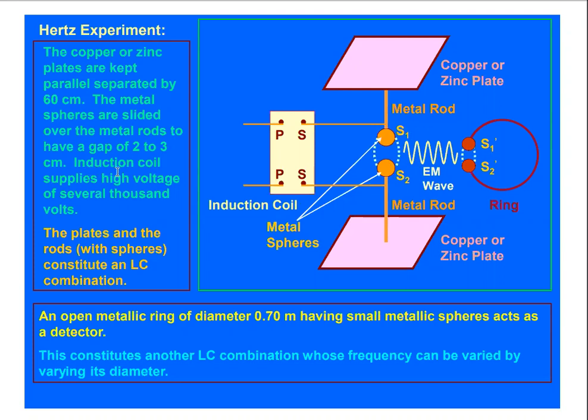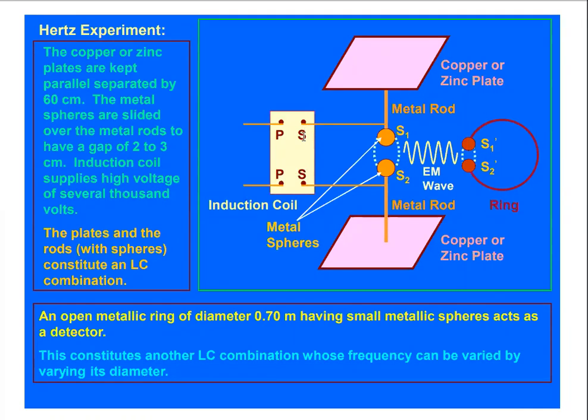And induction coil supplies high voltage of several thousand volts. This is the induction coil, and P stands for primary, S stands for secondary. This is the block diagram, but in actual, this is a coil. One terminal of coil is this one, another terminal of this coil is this one, and these together is called primary coil, just like you have seen in transformer. And this is secondary coil.